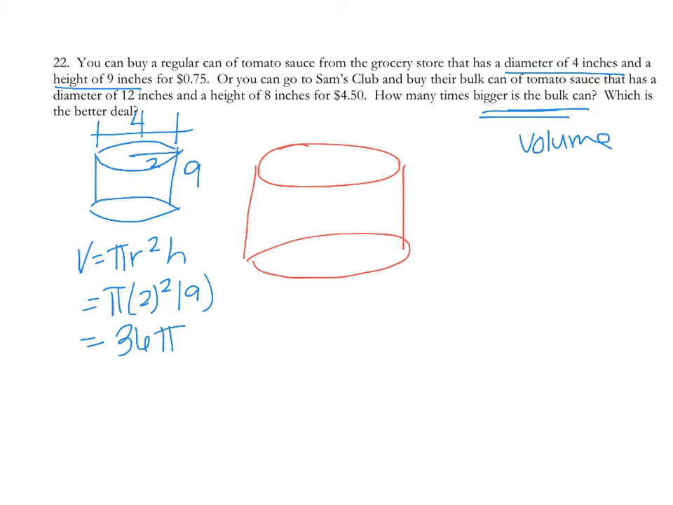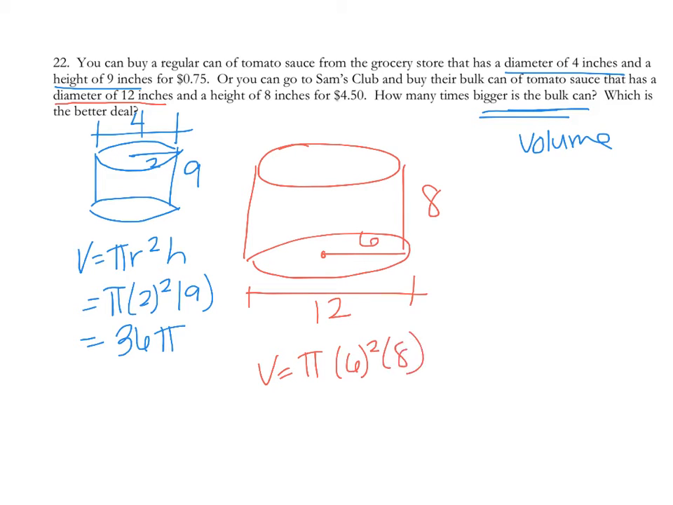And then the bigger can we know has a diameter of 12 inches and a height of 8. So that gives us a radius of 6. So the volume is going to be pi times 6 squared times 8. We get 288 pi.